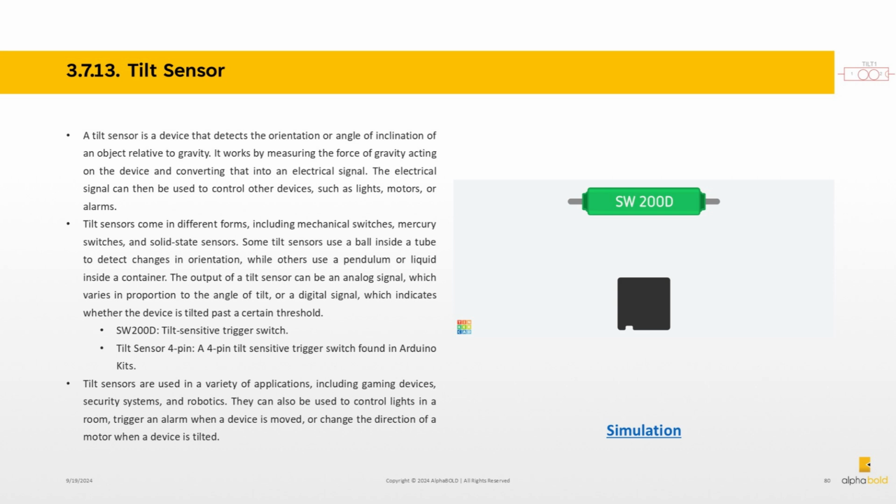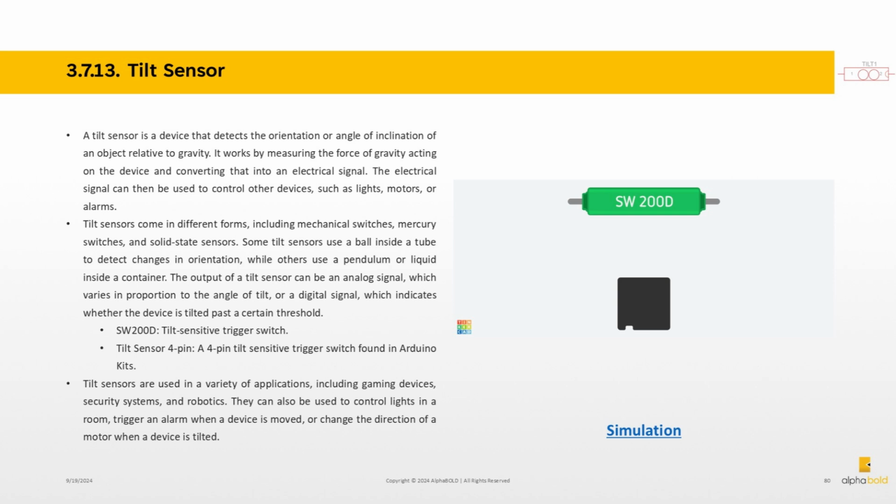Some tilt sensors use a ball inside a tube to detect changes in orientation, while others use a pendulum or liquid inside a container. The output of a tilt sensor can be an analog signal, which varies in proportion to the angle of tilt, or a digital signal, which indicates whether the device is tilted past a certain threshold. SW200D, tilt-sensitive trigger switch. Tilt sensor 4-pin, a 4-pin tilt-sensitive trigger switch found in Arduino kits. Tilt sensors are used in a variety of applications, including gaming devices, security systems, and robotics.